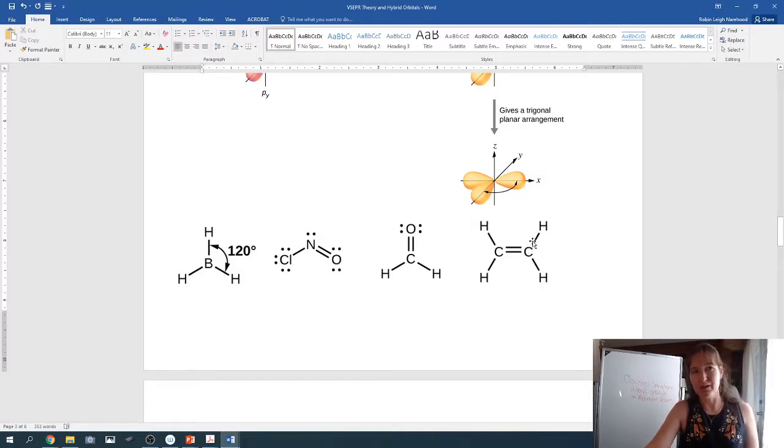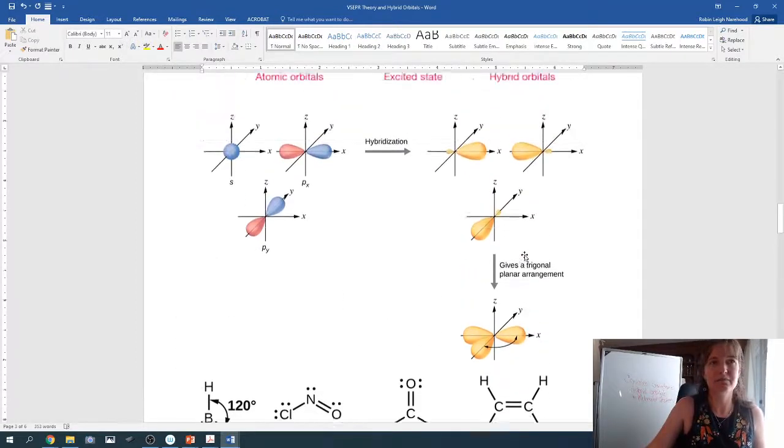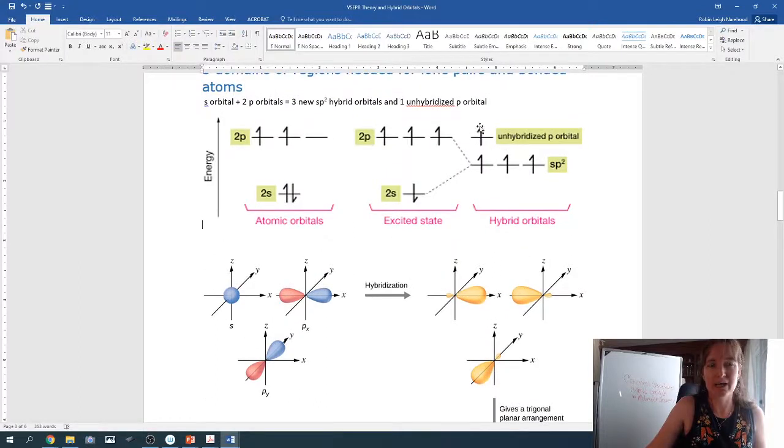And then this carbon, it has a hydrogen, another hydrogen, and a carbon. So it also needs 3 domains. So it would need orbitals to create sp2 orbitals so that it could spread out these atoms around the carbon. So each of these center atoms, this boron, this nitrogen, this carbon, and this carbon, all have hybridization of its valence shell of sp2. Each one of them also has an unhybridized p orbital.